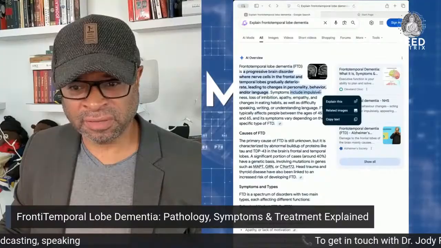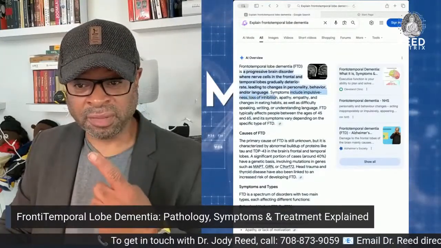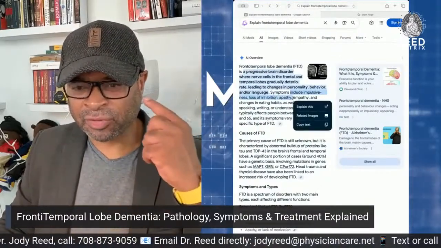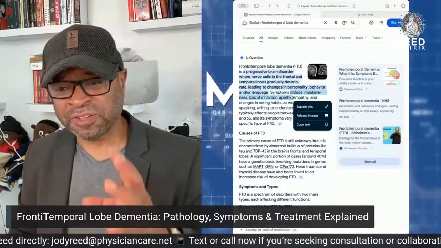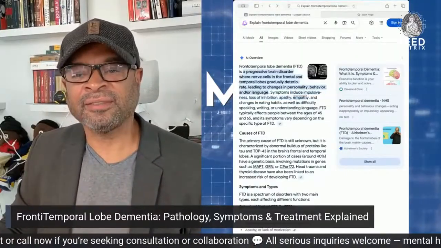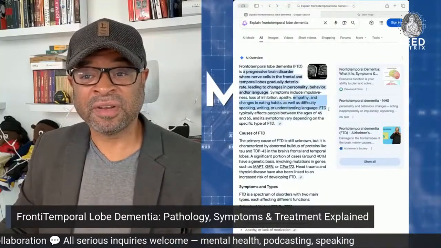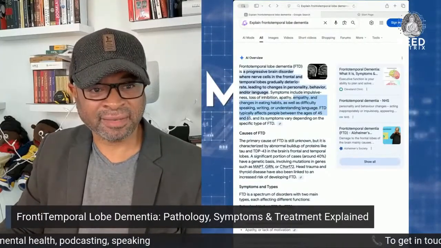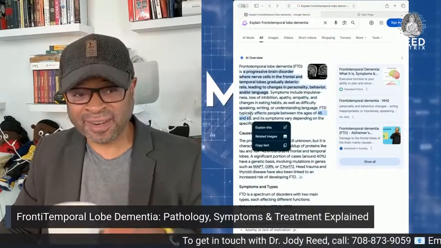Symptoms include impulsiveness, remember, frontal lobe failure, loss of inhibition, frontal lobe failure, apathy. That's in the deeper brain structures, such as around the basal ganglia. Apathy can also be considered a separate disorder in and of itself. We'll get to that when I review apathy. Empathy, right? Changes in eating habits, things like difficulty speaking and writing. Remember the language. Frontotemporal lobe dementia typically affects people between the ages of 45 and 65. It's relatively young, right?